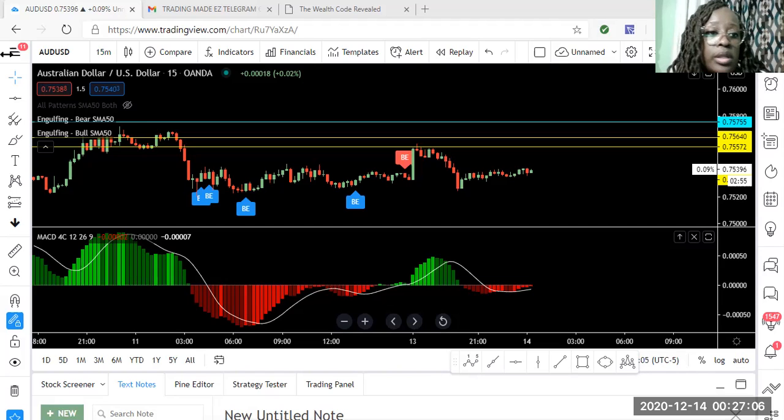And I always look left, because you always want to be identifying support and resistance along with your engulfing. So this is a real strong engulfing candle right here. So I'm really going to be looking at this area right there. Basically anywhere in here.